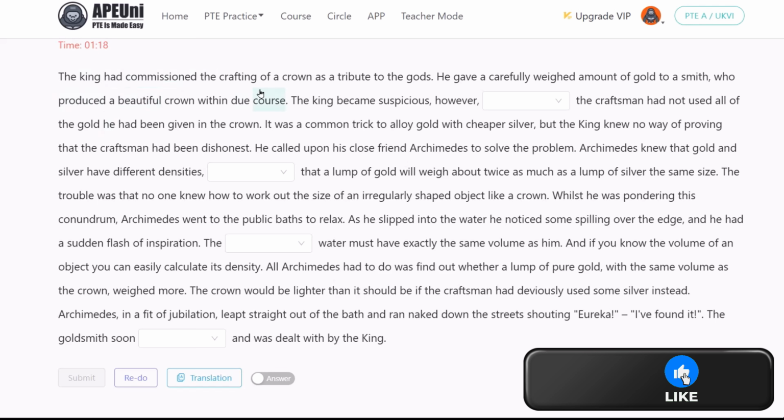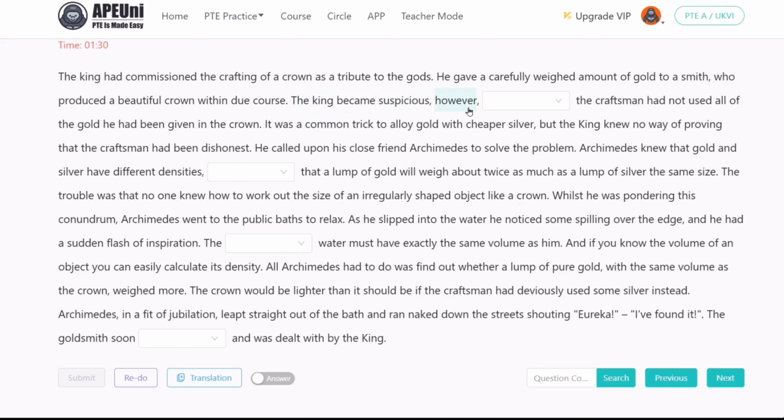The king had commissioned the crafting of a crown as a tribute to the gods. He gave a carefully weighed amount of gold to a smith, who produced a beautiful crown in due course. The king became suspicious, however, that the craftsman had not used all of the gold he had been given in the crown. It was a common trick to alloy gold with cheaper silver, but the king knew no way of proving that the craftsman had been dishonest.